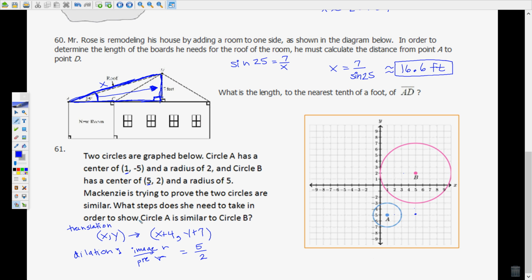Okay, so you want to first figure out the translation to get the center to match up, or to correspond. And so you go right 4, up 7.